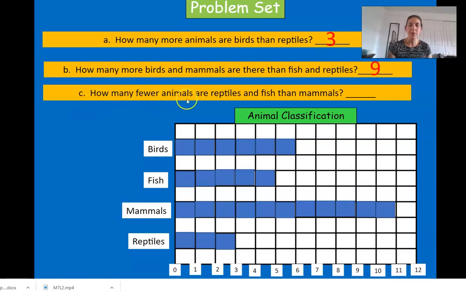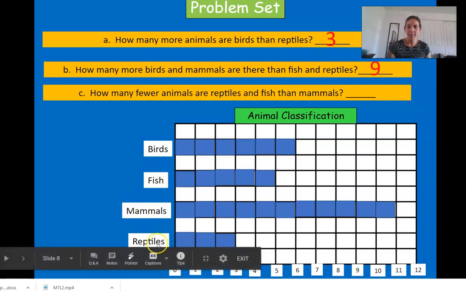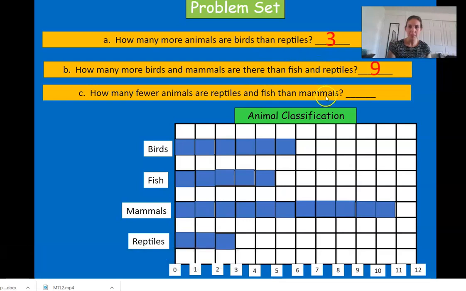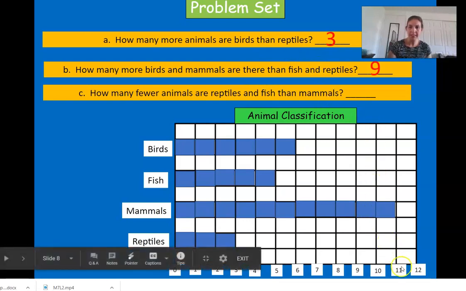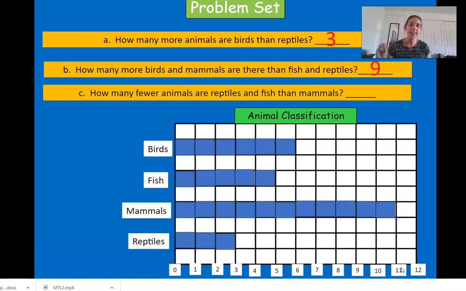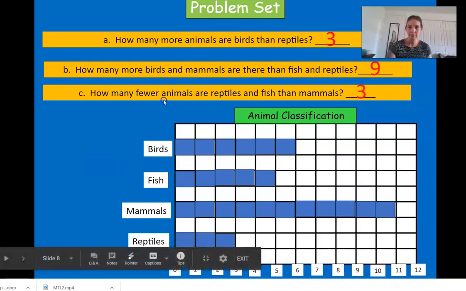Okay, how many fewer animals are reptiles and fish than mammals? So this "and" kind of means add these two together. So we've got to add together the fish and the reptiles. Fish are 5, reptiles are 3, so we have 8. How many fewer than just the mammals? The mammals are 11. So we're going to subtract 11 minus 8. We have 3. Oops, sorry, went too fast.